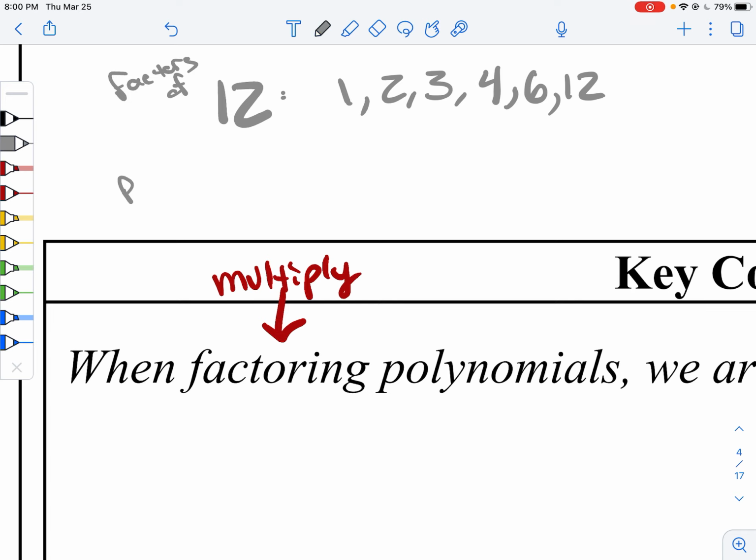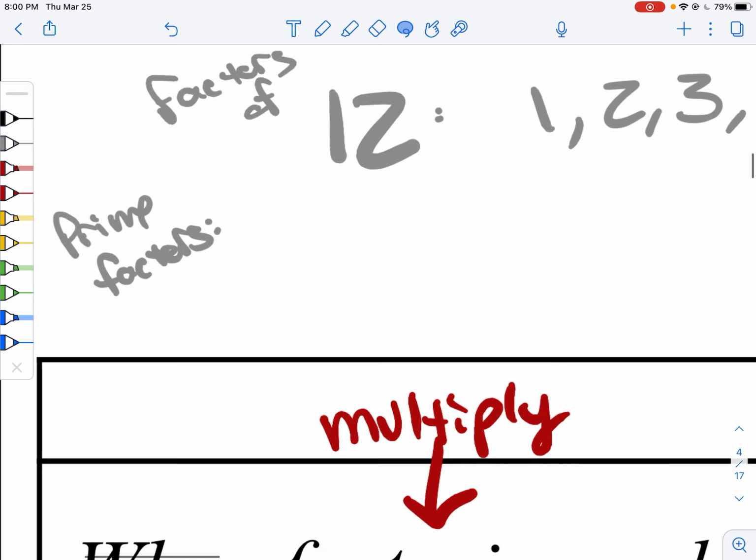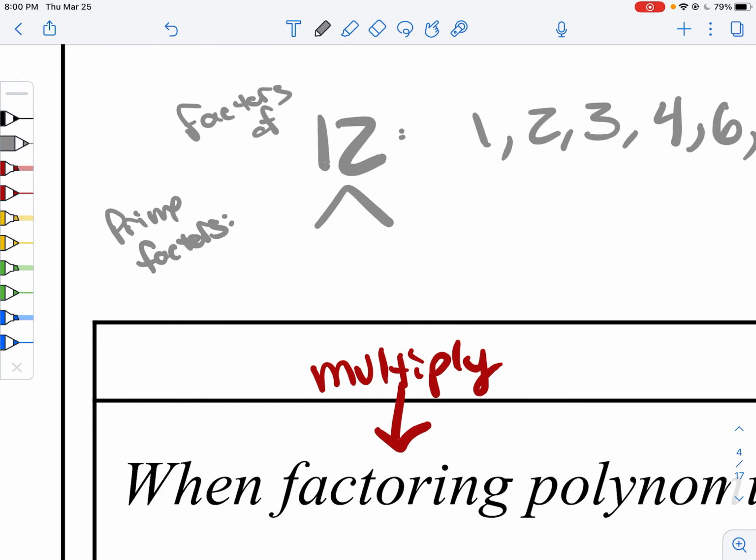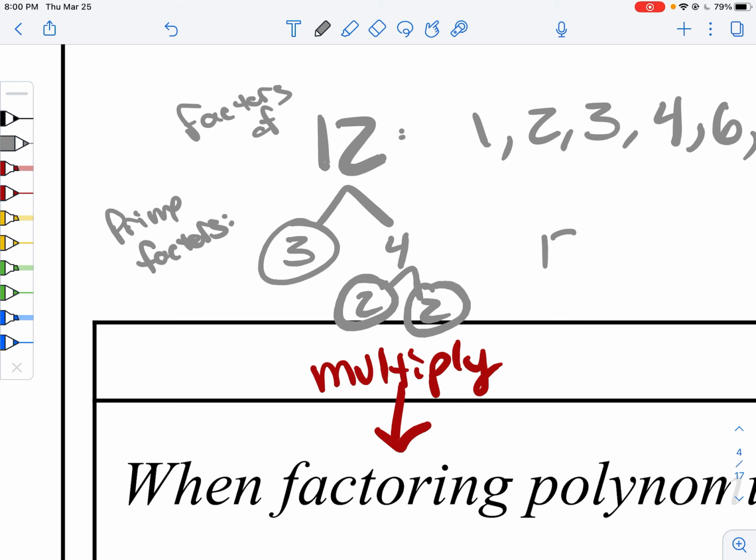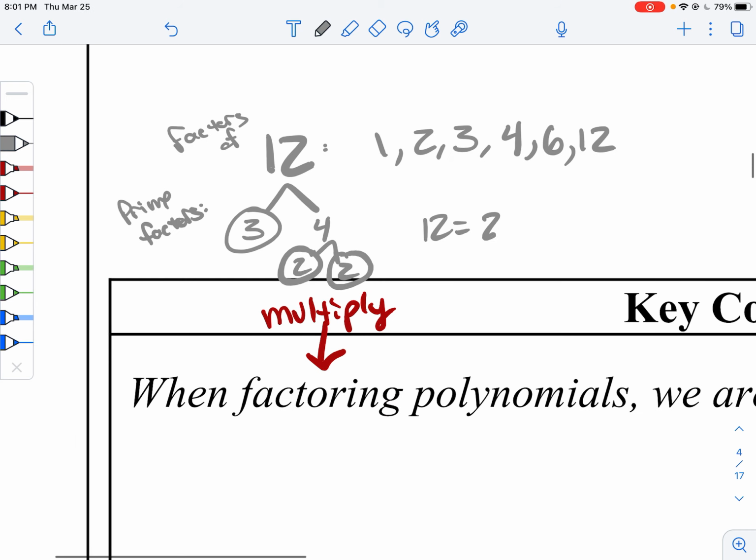If we wanted to list the prime factors, that's when we can't break it up anymore. So some of you may have seen factor trees before. I can say, oh, 12, that's 3 times 4. Cool. 3 we can't split up anymore, so we stop there. 4 is 2 times 2. 2 we can't split up. 2 we can't split up. So 12 is 2 times 2 times 3. We can't split that guy up anymore.